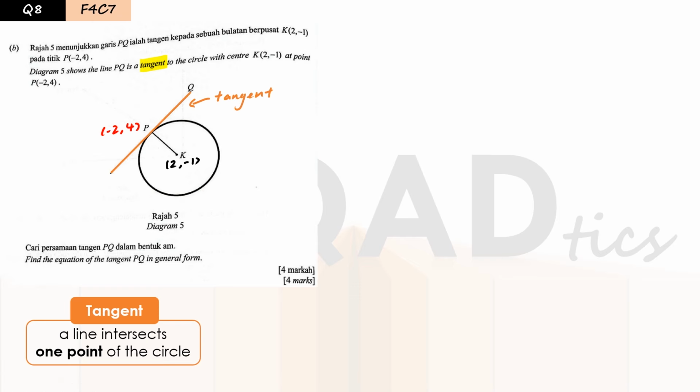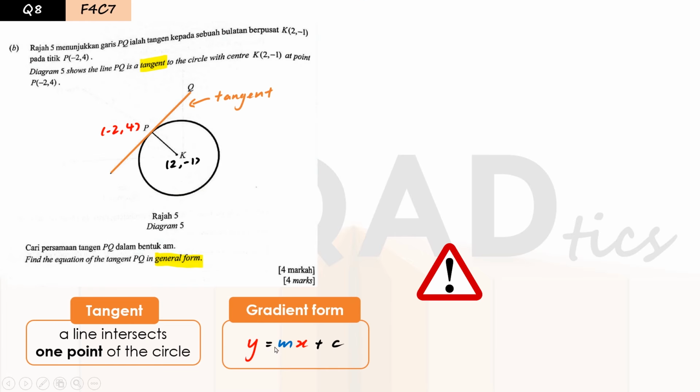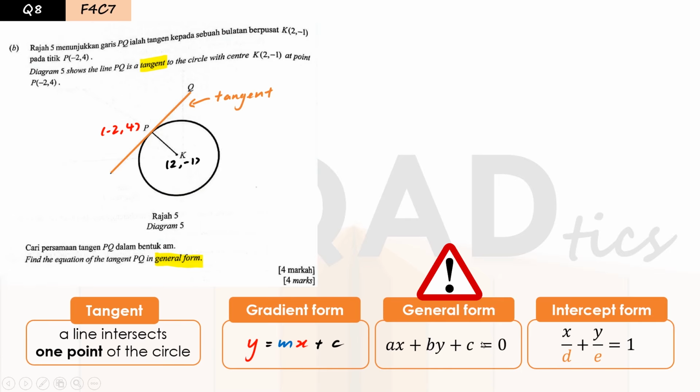So tangent is a line, and like any other line, we can use y equals to mx plus c to find out the equation. Alright, but this time we need to write it in the general form. Right, so what is the general form, and is y equals to mx plus c the general form? Actually y equals to mx plus c is called the gradient form because it has a gradient here, the m. So this is not the general form. General form is actually this. As you can see, the right side of the equation is 0.